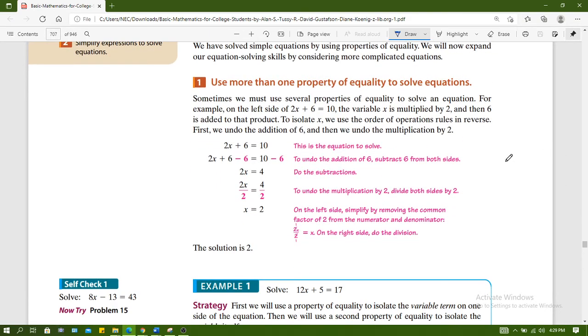Now, we have solved simple equations by using properties of equality. We will now expand our equation solving skills by considering more complicated equations. So, let's begin with the first objective: use more than one property of equality to solve equations. The given here is 2x plus 6 equals 10.